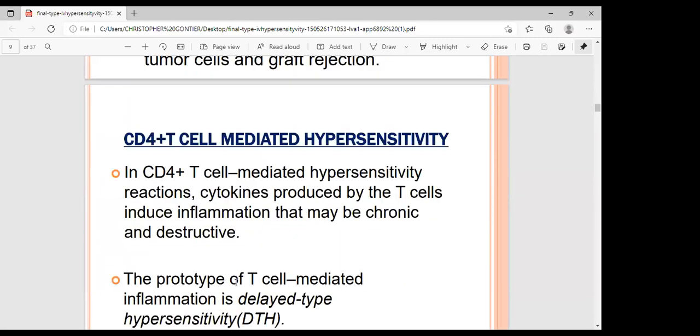Now, in CD4 plus T cell mediated hypersensitivity, cytokines produced by the T cells induce inflammation that may be chronic and destructive. This will be classically seen later as we go through the various slides. And the prototype of cell-mediated inflammation is delayed type hypersensitivity. The concept of delayed is because it can take anything between a couple of hours to days. Normally, in certain cases, it will be critically 24 to 72 hours. Suffices to say, it is delayed with respect to something like type 1 or type 2. In type 3, there's a massive delay of months to years.